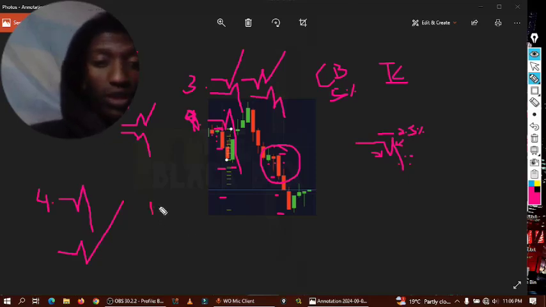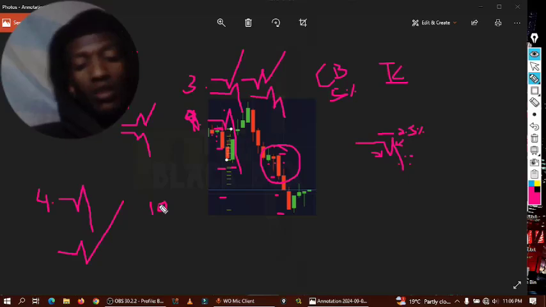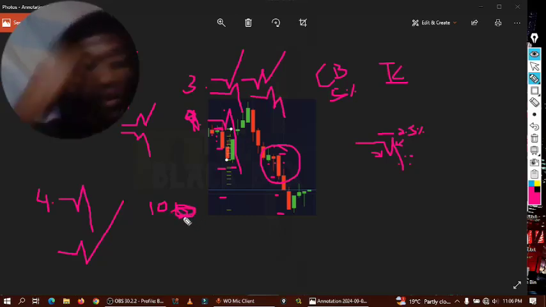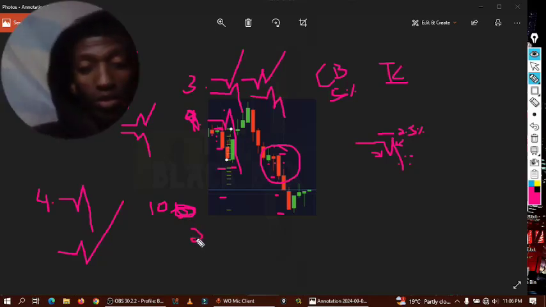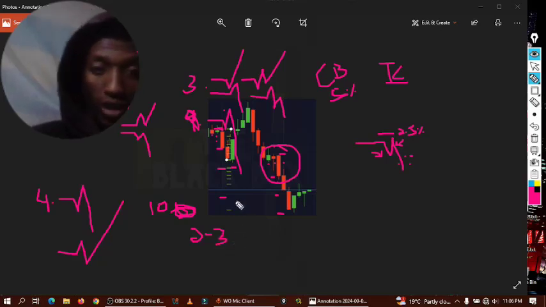Out of 10 trades, maybe two or three of them will be the false model. That is concrete evidence right there. But fortunately, lucky for us, we will be in profit before the false model happens, because as you can see, we were in deep profit.